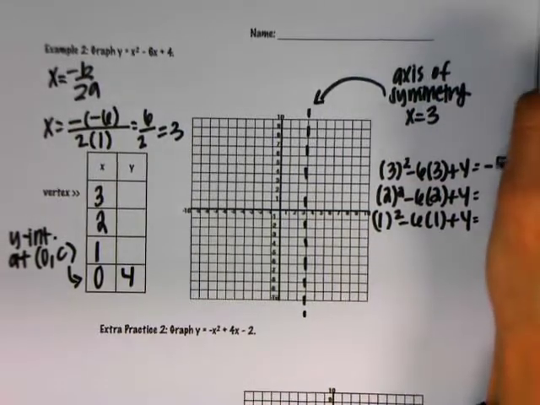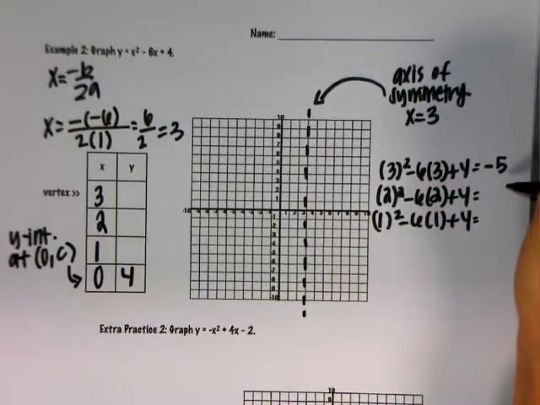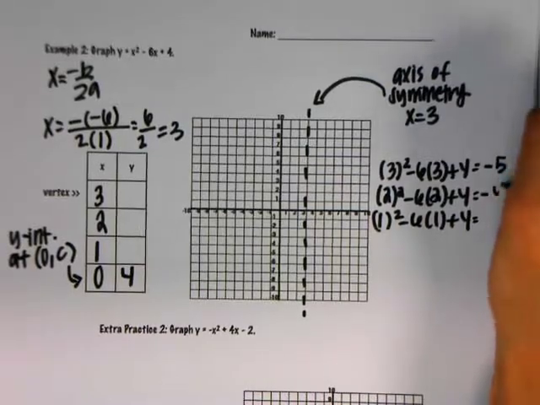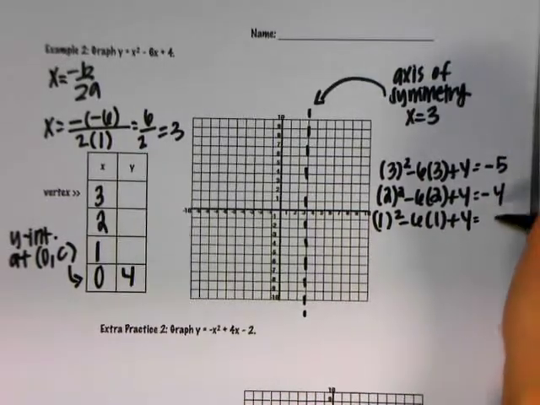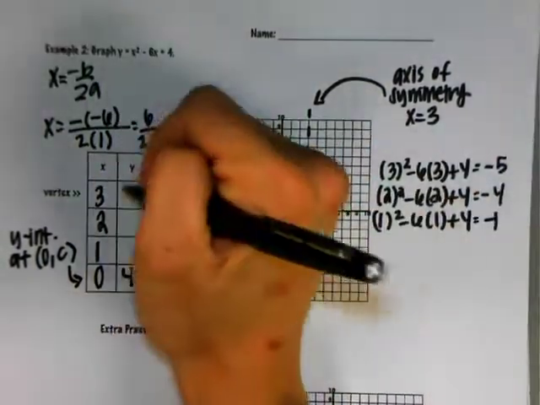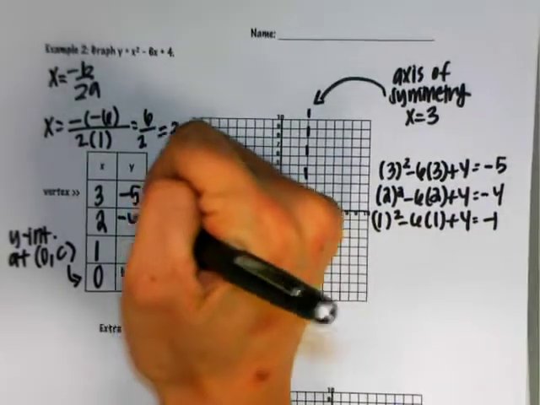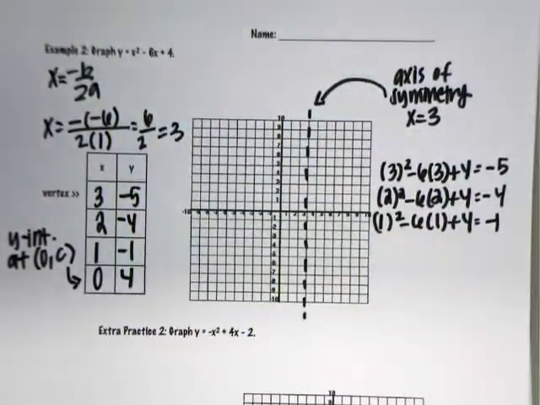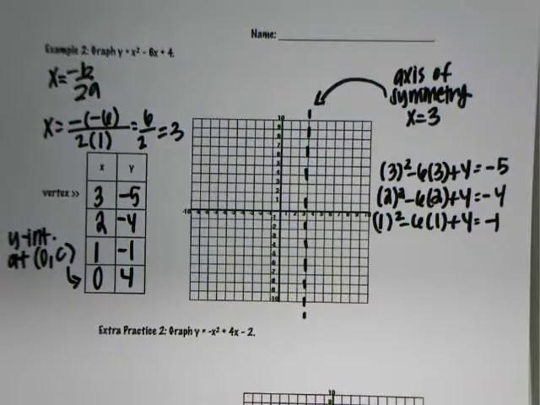And you get -5 for this one. -4. -1. Can you guys check that for me? Are you guys checking that? Make sure that's right, because I did that in my head.